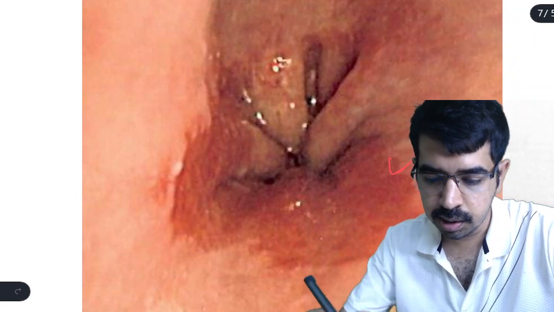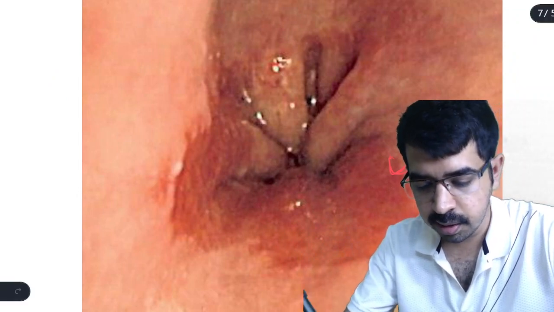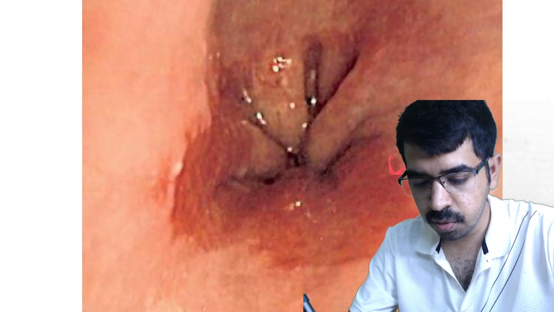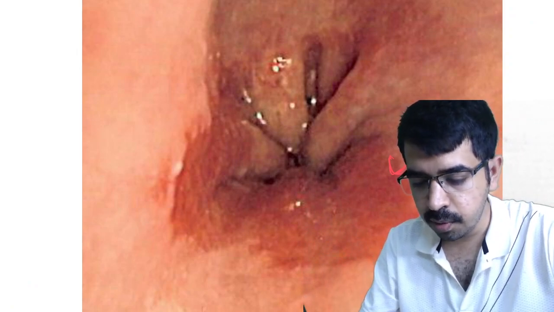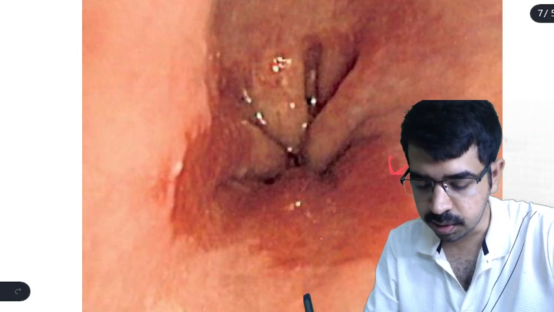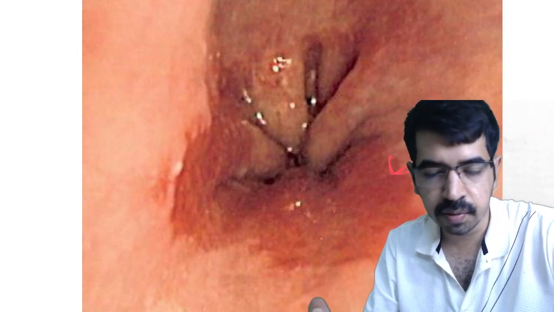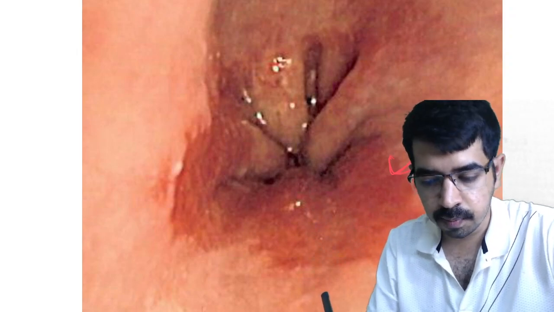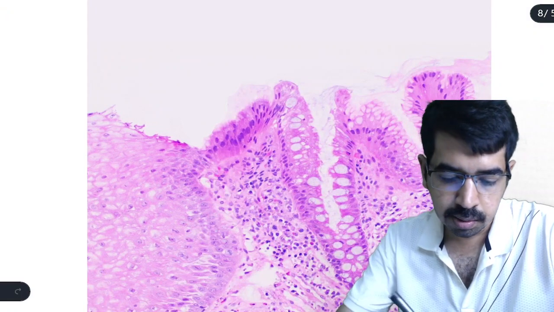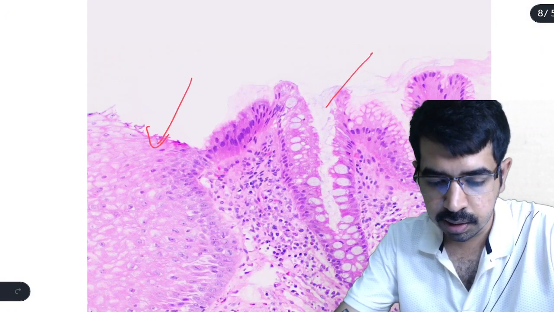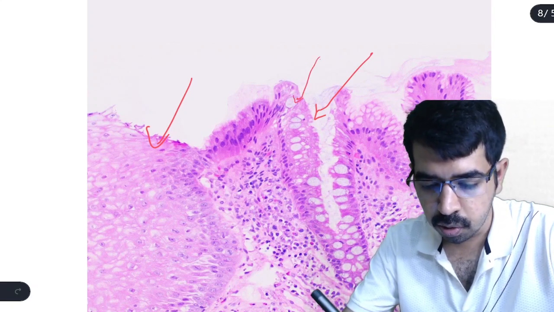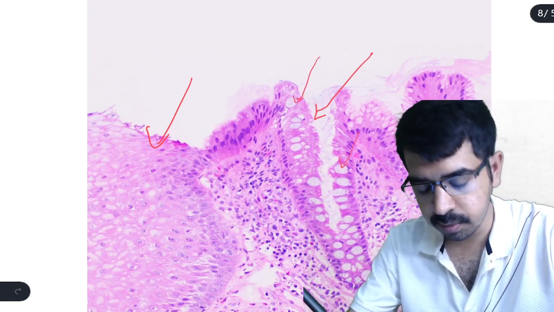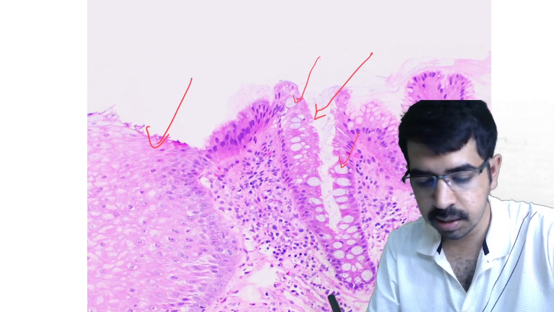Then here we can see this red labeled reddish mucosa extending in a tongue-shaped manner to this pale squamous mucosa. So this is Barrett's esophagus, due to reflux of gastric content into the lower esophagus. The squamous mucosa here is replaced by this epithelium with intestinal metaplasia. Here we can see goblet cells, flask-shaped goblet cells. The squamous epithelium is replaced by intestinal metaplasia.